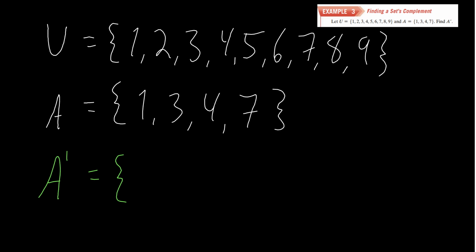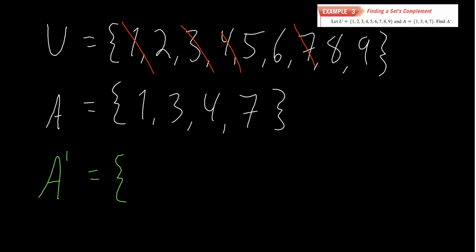Okay, so A has a set 1, so let's cross that off of the universal set. 3, we're going to cross that off the universal set. 4 and 7. So A complement is what is left. A complement is what is not in A. Pretty easy, right? What is not in A?